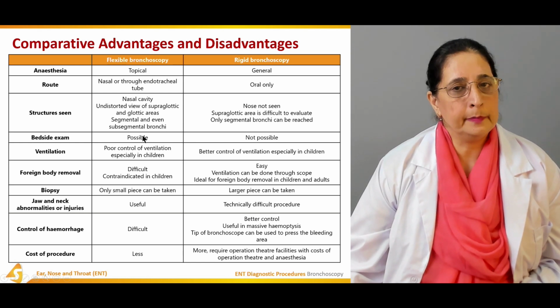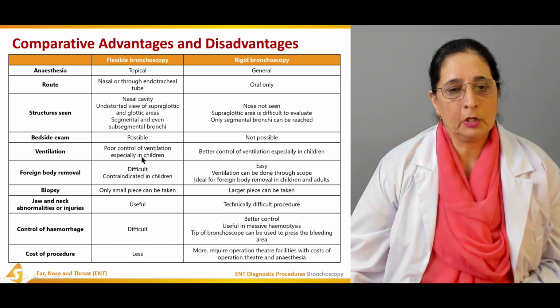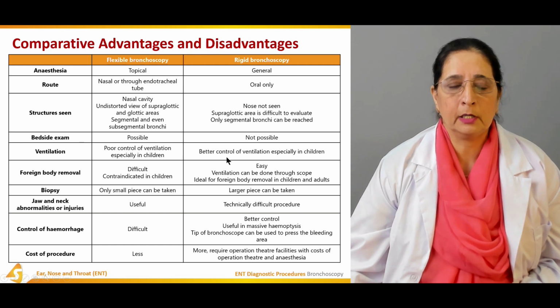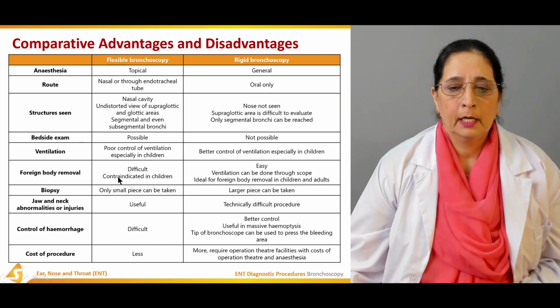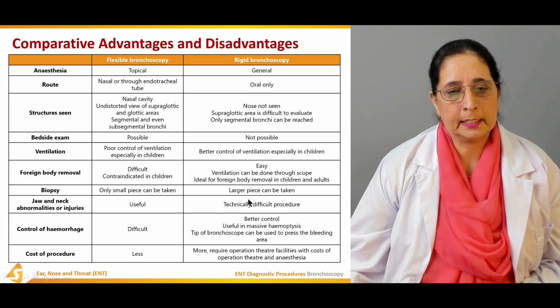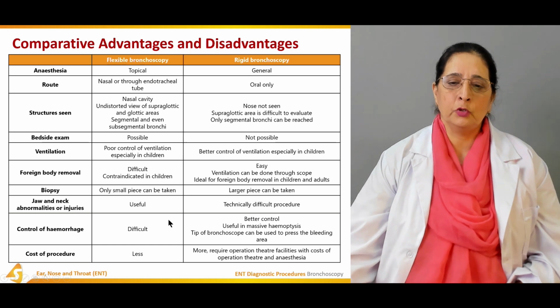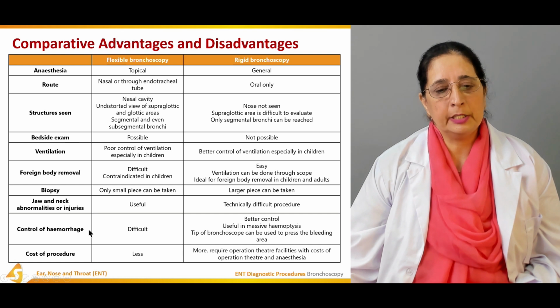Bedside exam possible in flexible, not possible in rigid. Ventilation: poor control of ventilation in flexible, better control of ventilation in rigid. Foreign body removal: difficult in flexible, easy in rigid. Biopsy: only small piece can be taken in flexible, large pieces can be taken in rigid. Jaw and neck abnormality or injury: flexible is useful, rigid is a difficult procedure. Control of hemorrhage: difficult in flexible, better control in rigid. Cost of procedure: less for flexible, more for rigid.